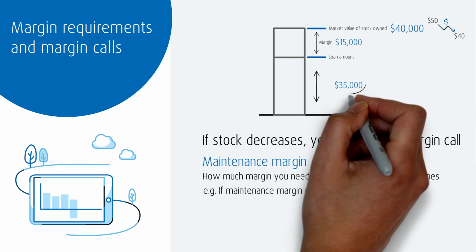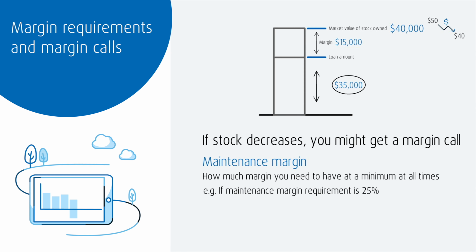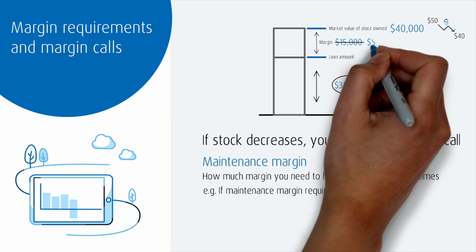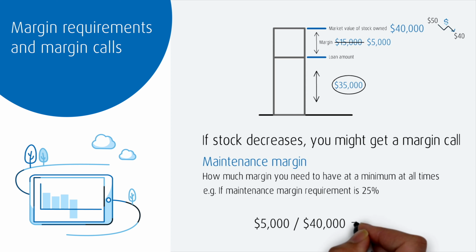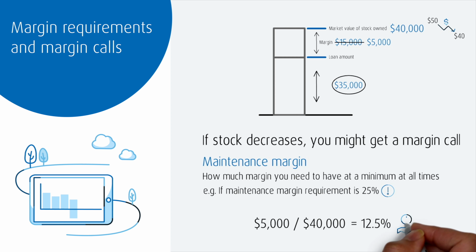You still owe the brokerage $35,000, and if we subtract this from $40,000, we are left with only $5,000 as your margin. $5,000 divided by $40,000 equals 12.5%. Because this is below the maintenance margin requirement of 25% in this case, you would be asked to either deposit another $5,000 to bring up the margin to 25% or sell some shares.